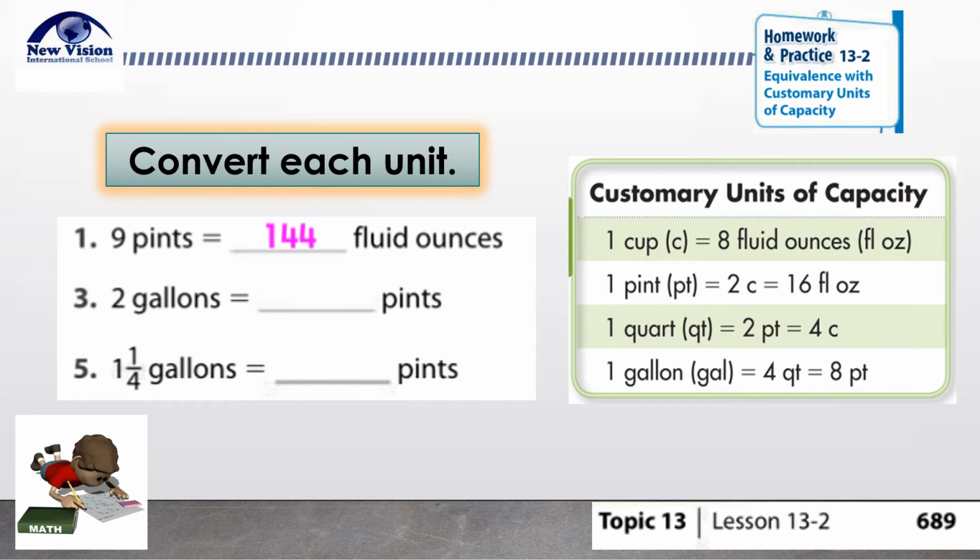Number 3, 2 gallons, how many pints? What is your answer? Great, 16. Number 5, 1 and 1 over 4 gallons, how many pints? What is your answer? Very good. It's 10.